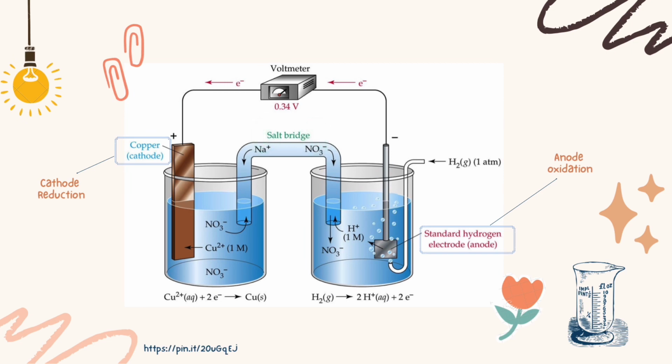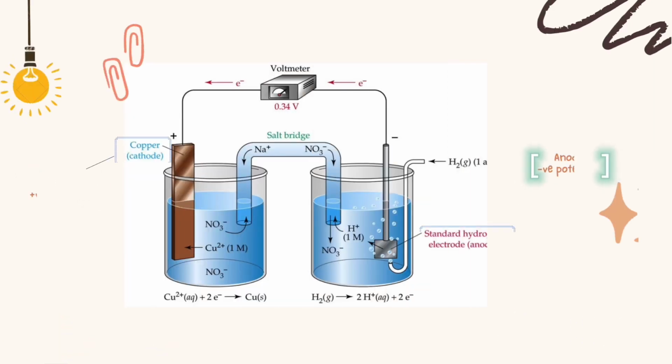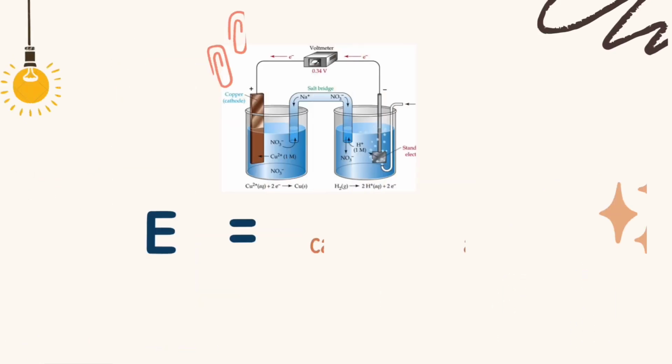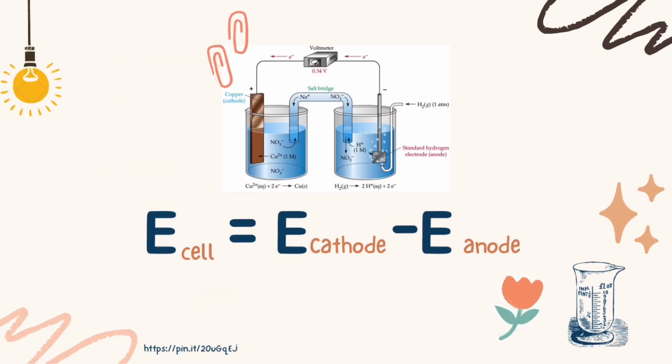Out of the two electrodes, the electrode at which oxidation takes place is called the anode, while the electrode at which reduction takes place is called the cathode. The anode has a negative potential with respect to the solution, while the cathode has a positive potential with respect to the solution. Thus, a potential difference develops between the two electrodes of the galvanic cell. This potential difference is known as cell potential.